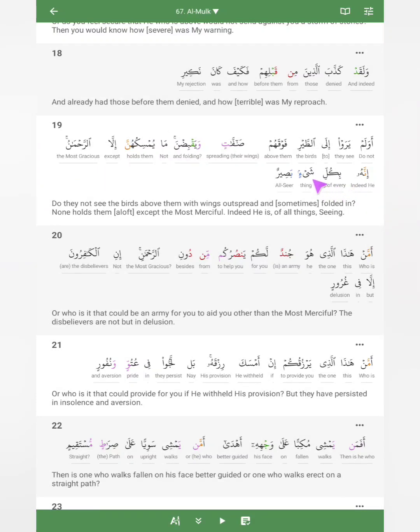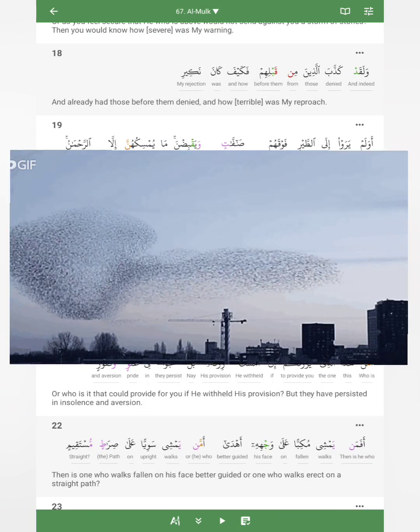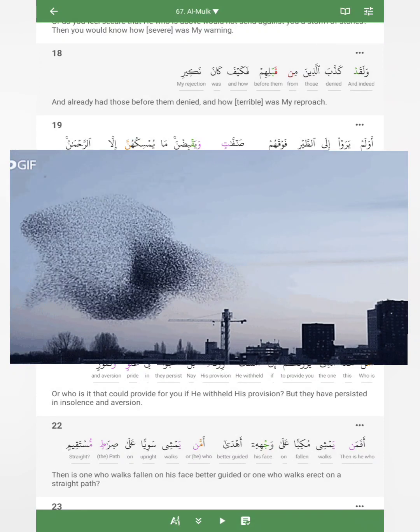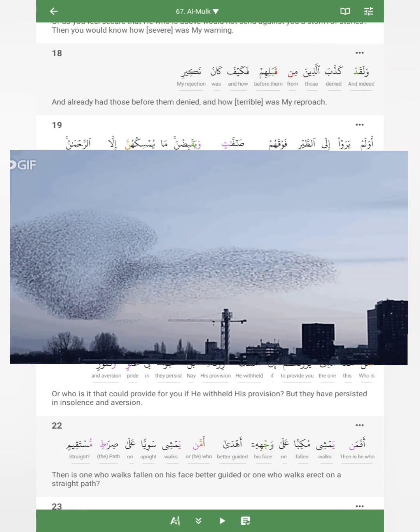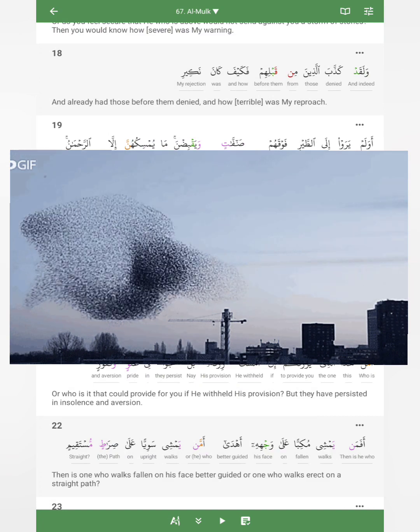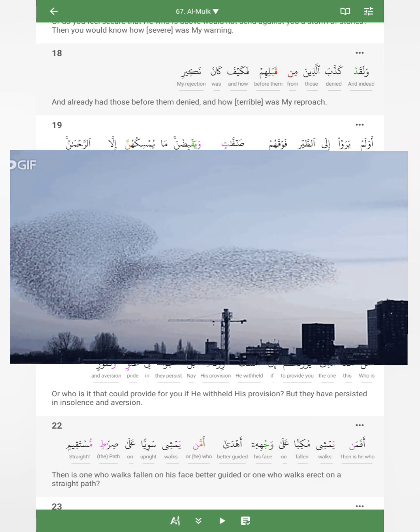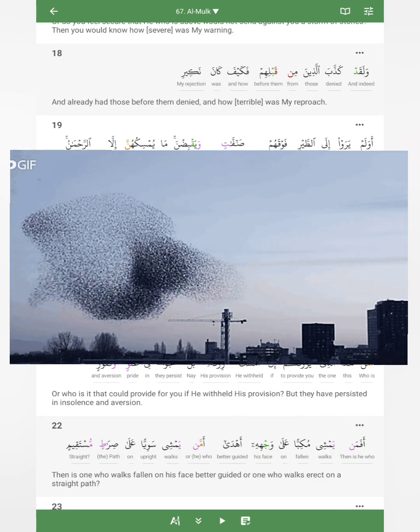Innahu bikulli shay'in basir. And these two words, صافات ويقبضن, can have some other meanings as well. The birds open their wings and they close them. That's how they fly, right? And they also go out and search for food and then they come back, right?